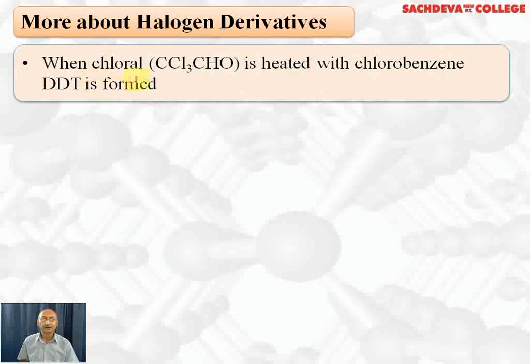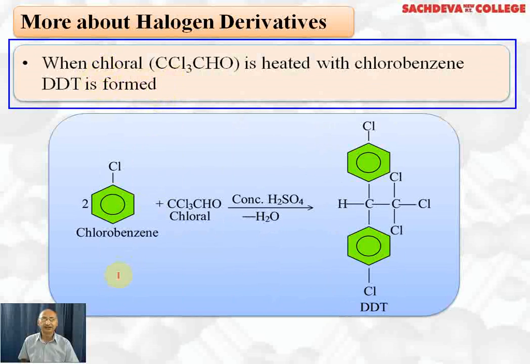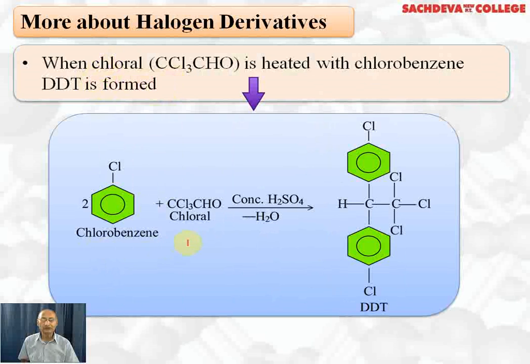How is DDT produced? When chloral, trichloroacetaldehyde, is heated with chlorobenzene, DDT is formed. 2 moles of chlorobenzene react with trichloroacetaldehyde. Concentrated sulfuric acid will remove water and it results in the formation of DDT. One carbon is attached to a parachlorophenyl group. This carbon is also attached to another parachlorophenyl group, and we have one carbon attached to 3 chlorine atoms. So this is DDT, obtained by reaction of 2 moles of chlorobenzene with chloral.